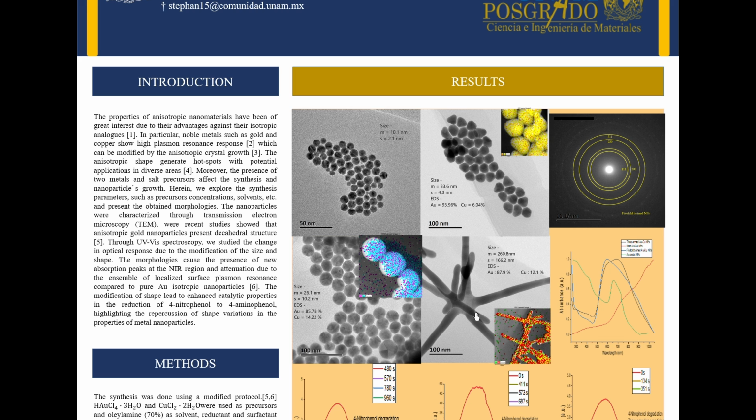And the fourth image is the result of the one-pot pathway. Here we obtain a nanostar made of gold-copper. But the nanostar, the 5-fold twin, the 3-arm, and the seed-mediated growth show icosahedral structure.